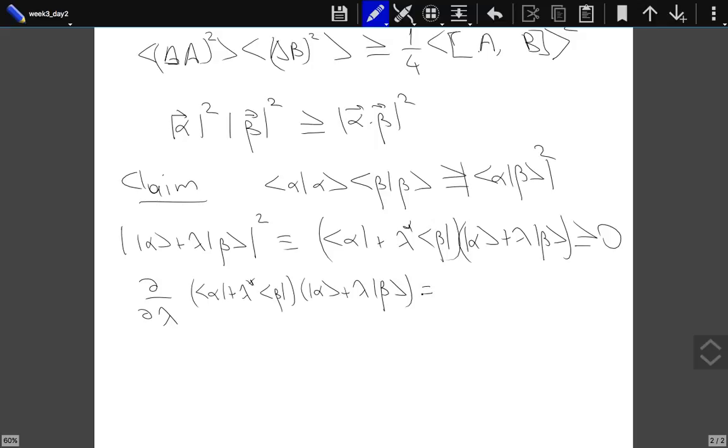I will do something weird here. I will treat lambda and lambda star as independent parameters. They don't depend on each other. You can interpret it like this: any complex number has a real part and an imaginary part which can take arbitrary values. So I can treat the real part and the imaginary part as independent parameters, or I can take some combinations of them and treat them as independent parameters. Lambda and lambda star are two different combinations of the real and the imaginary part of this number lambda. So I will just treat them as independent parameters.